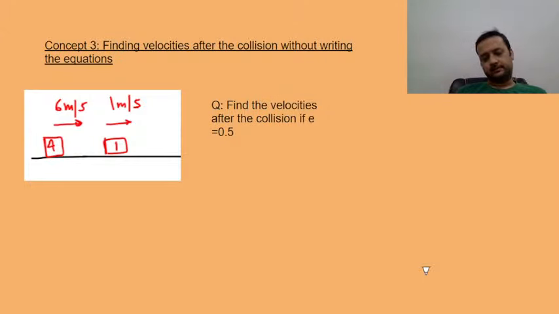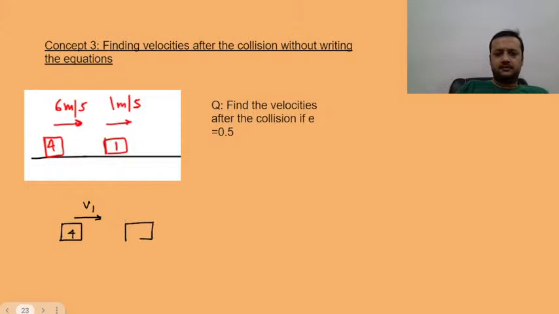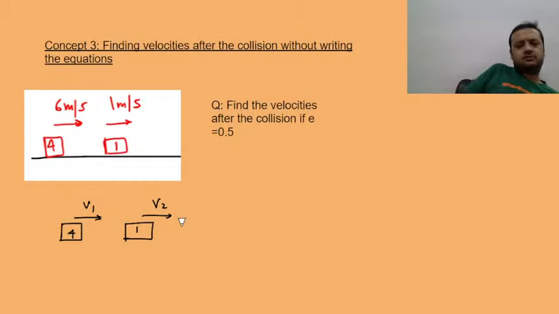This is the question, and it is a very simple one. Let me draw the situation after the collision. Let us say the 4 kg block moves at velocity v1 after the collision, and the 1 kg block moves at v2 after the collision. So how will most of you solve this question?